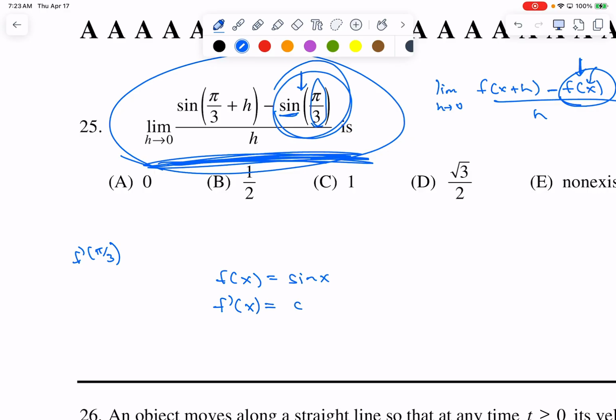Negative cosine. No, positive cosine. Positive cosine. And then plug in pi over 3. So it's cosine of pi over 3. Unit circle work. What's cosine of pi over 3? 1/2. 1/2. The answer's B. That one's easy.